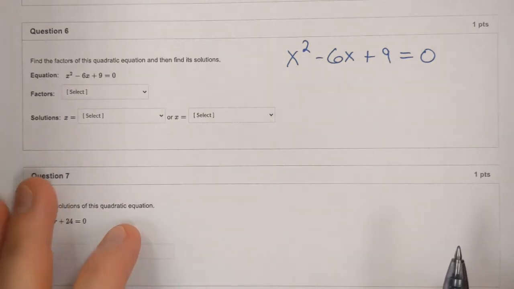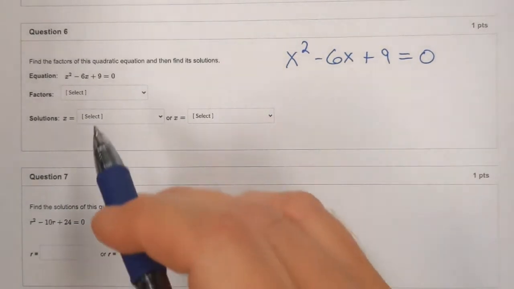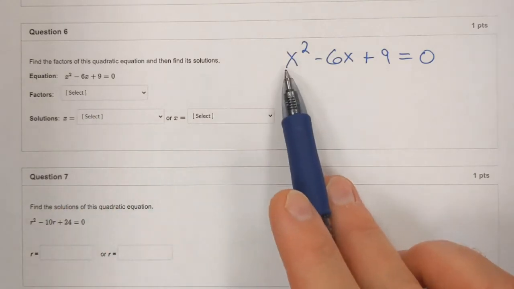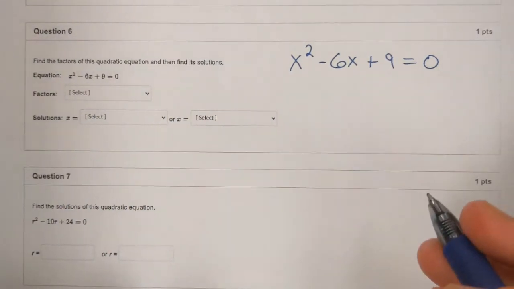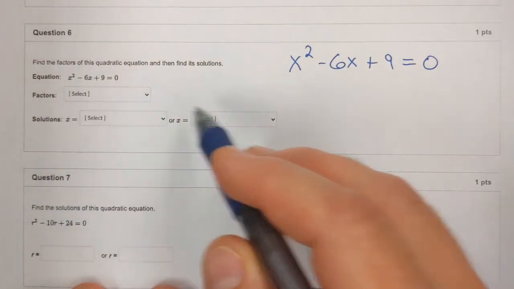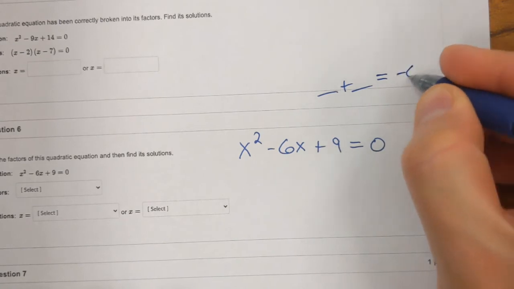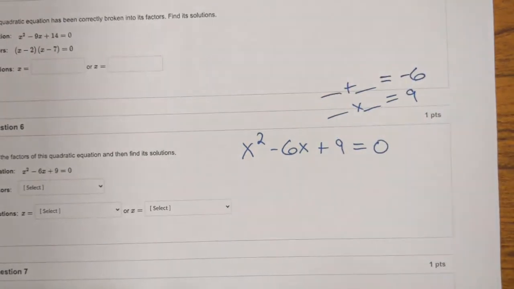All right, and I know this is one of the lengthier videos, but let's end this by doing some questions right off the homework. And I'm going to skip to question 6. So here's our equation, x² - 6x + 9 = 0. The next thing it wants us to find is the factors. Well, here's where I got to do this trick. I got to find two numbers that add up to -6 and multiply to positive 9.